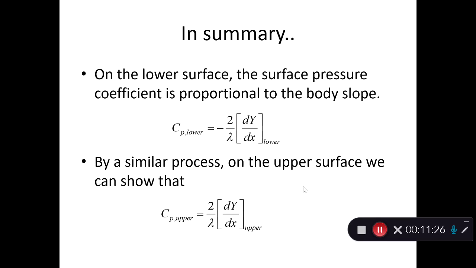How about on the upper surface? We get a very similar expression. You get plus 2 over lambda times dy_u by dx of the upper surface. So we only need to know the local surface slope to compute the Cp. We don't need a coupled system of equations like the vortex lattice equations we've been talking about in the past, or along the span like Prandtl did in 3D finite wing theory. In supersonic 2D potential flow, upper surface information can be completely found based on the upper surface body slope. Lower surface information can be found completely based on the lower surface body slope.